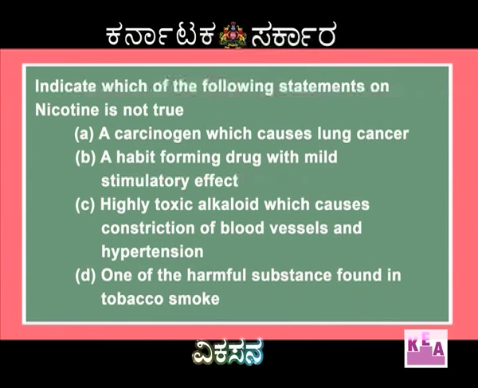Okay, we move on to the next question. Indicate which of the following statements on nicotine is not true. The question is, indicate which of the following statements on nicotine is not true. Options: A, a carcinogen which causes lung cancer. B, a habit forming drug with mild stimulatory effect. Option C, highly toxic alkaloid which causes constriction of blood vessels and hypertension. Option D, one of the harmful substances found in tobacco smoke.